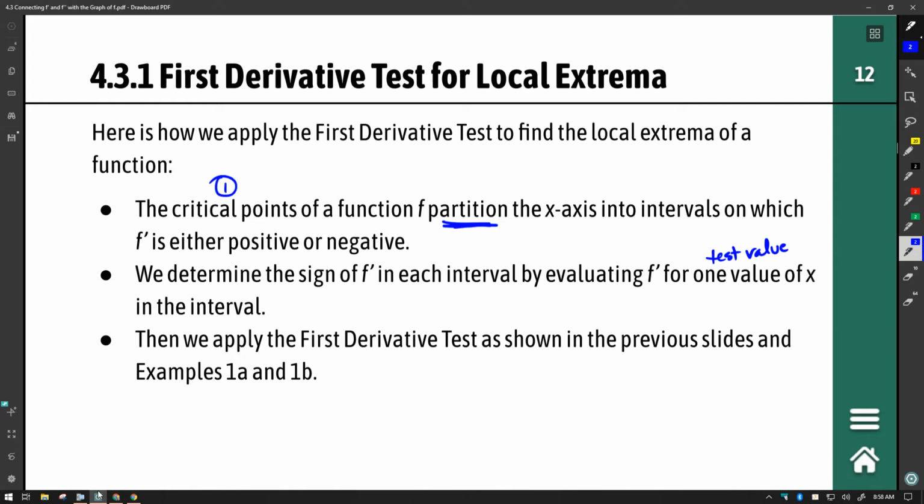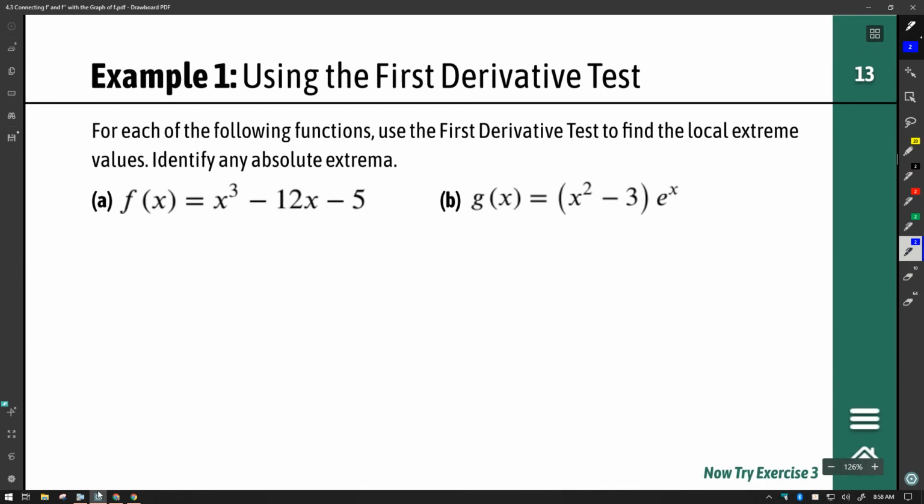Then we apply the first derivative test as shown in the previous slide. So all those purple boxes in the last few slides, that's the first derivative test. We're going to apply it last. We're going to see that here in example 1a and 1b. For each of the following functions, we want to use the first derivative test to find the local extreme values. Then we want to identify any absolute extrema.